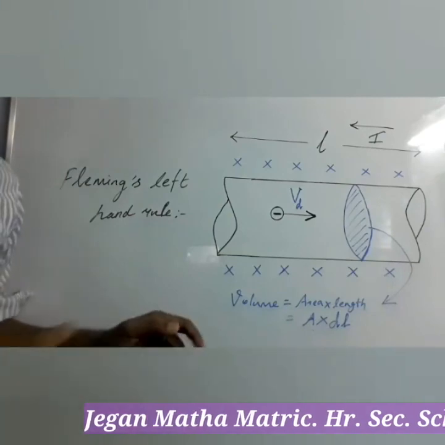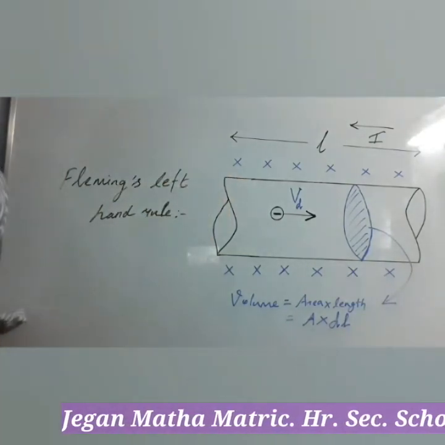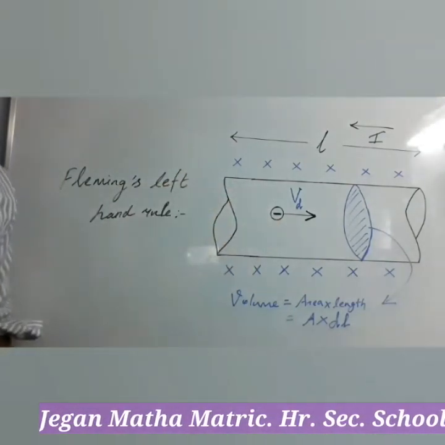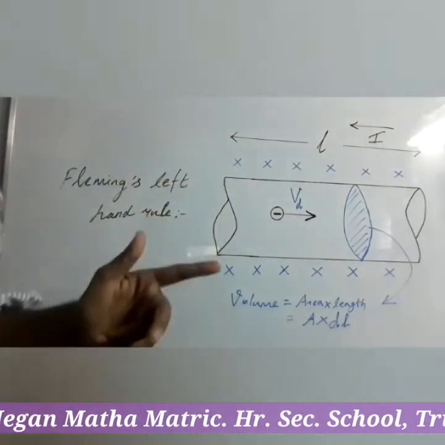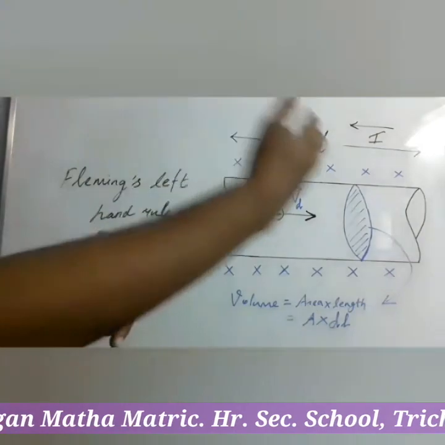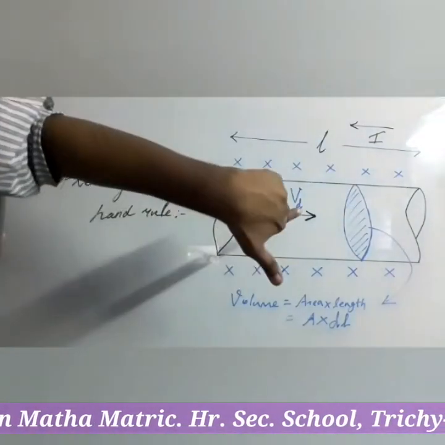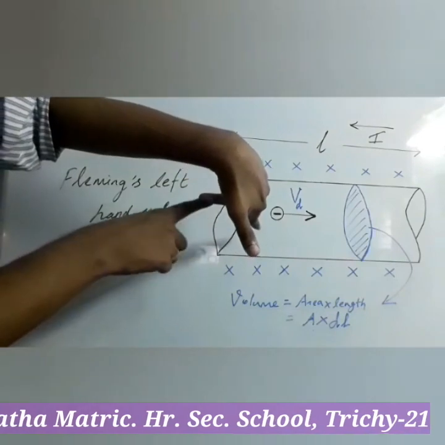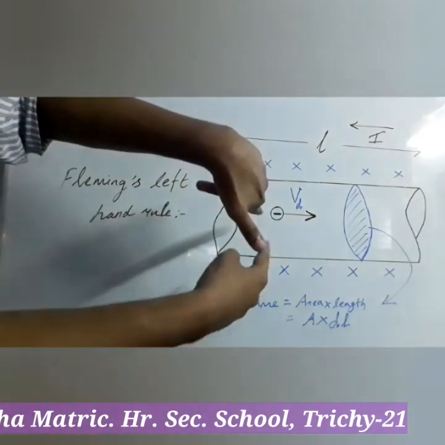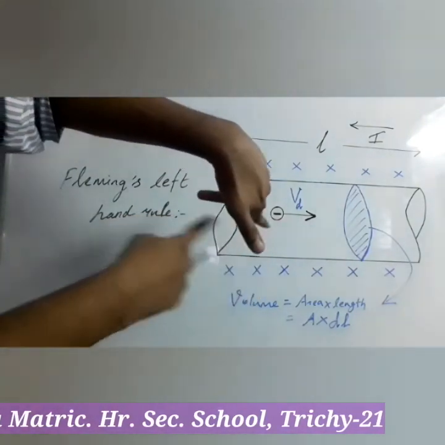Now we are going to use this Fleming's left hand rule to find the direction of the force experienced by this electron. Here current is acting from right side to left side. The middle finger shows the direction of the current. So you have to keep your fingers like this. Here the middle finger shows right to left. That is the direction of the current.